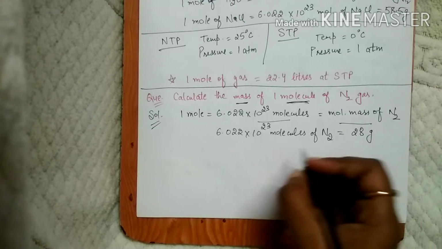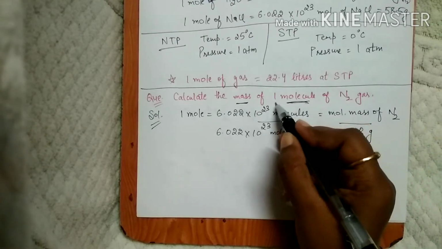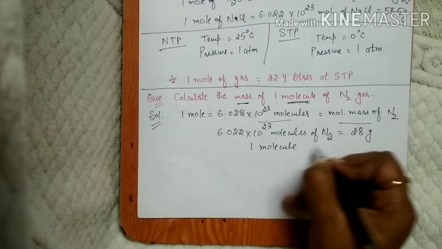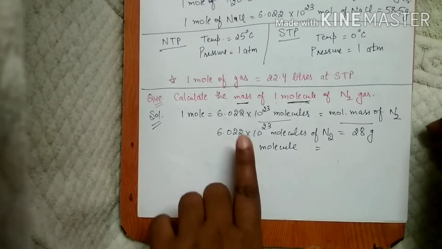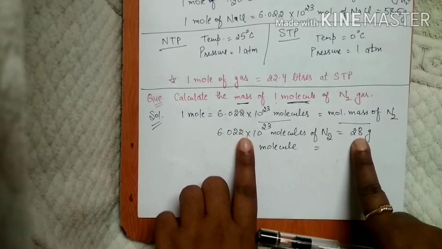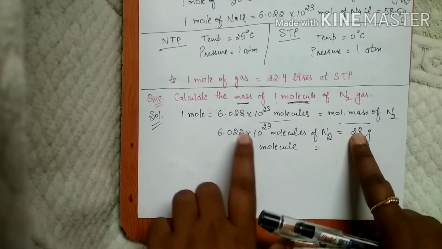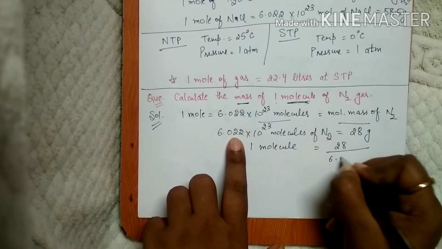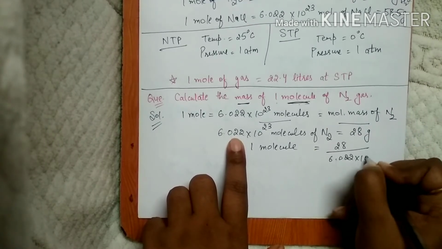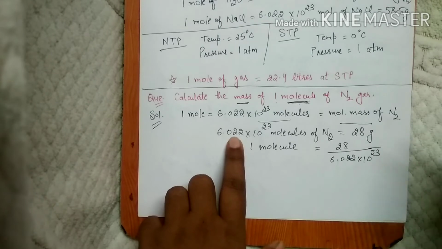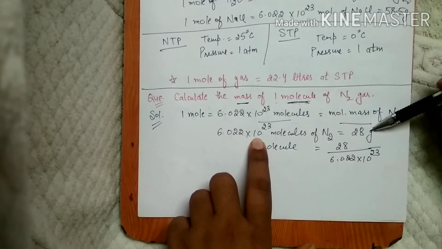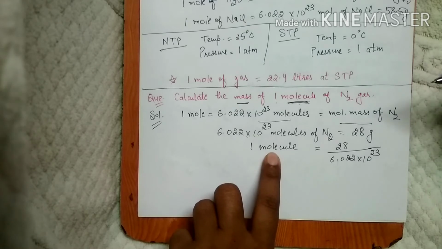Okay, now I want to calculate for one molecule. For this much molecule it is 28. For one it will be what? This divided by Avogadro number, that is 28 divided by 6.022 into 10 raised to power 23. This is your unitary method. For x number of molecules, this is the mass. For one molecule, how much will be the mass?